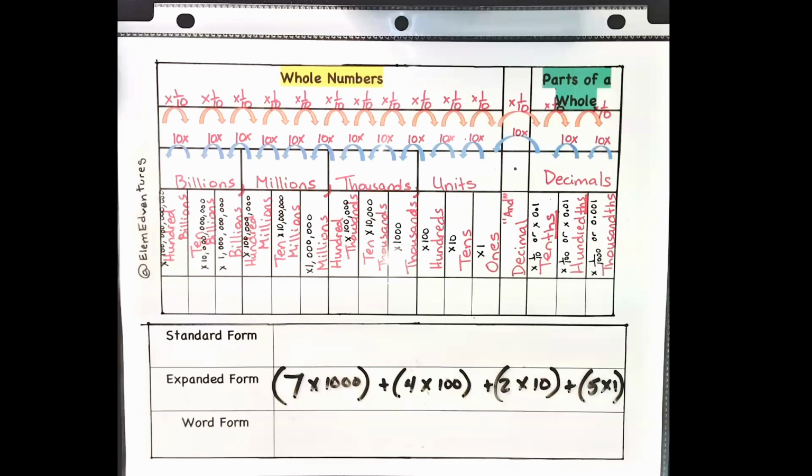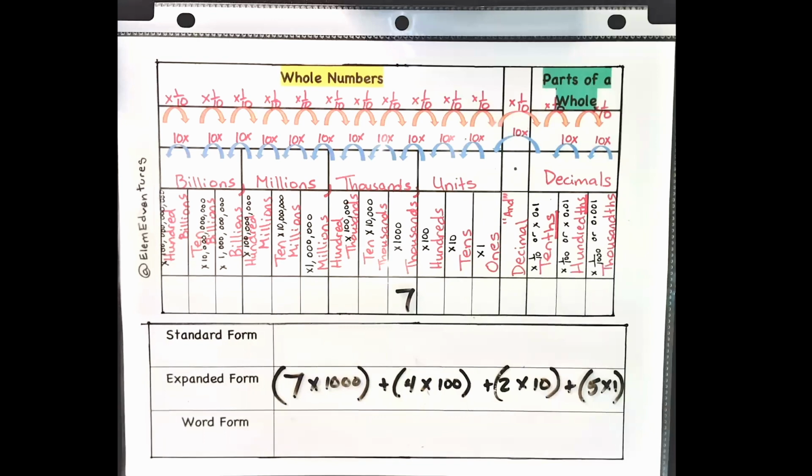In our first example, we see that a value has been given in expanded form. Now, let's use this to find the standard form. We learned in a previous lesson that when you show a number in expanded form, you multiply each digit in the number with its place value. Let's start from the left. It says 7 times 1,000. The digit 7 is multiplied with 1,000, which means that the digit 7 belongs in the thousands place.